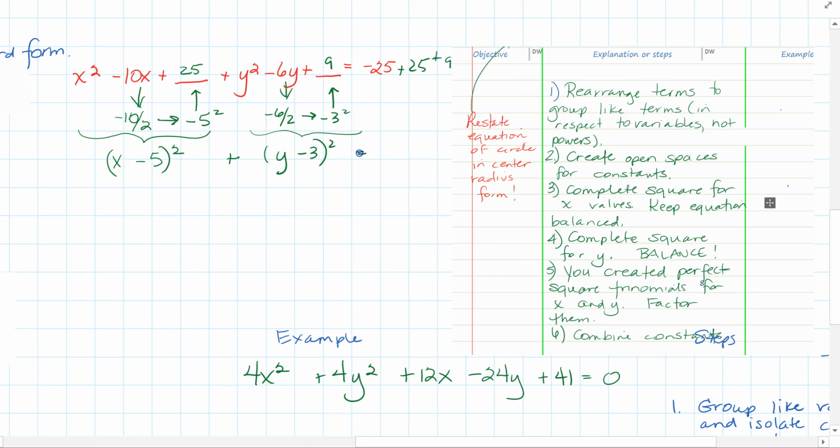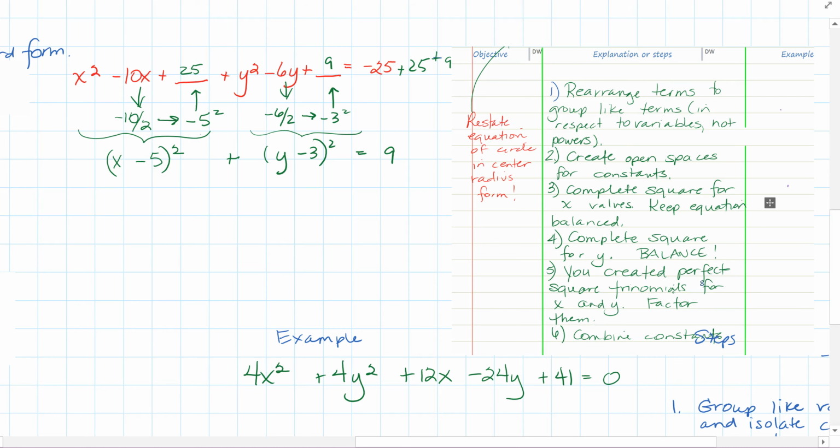I'm seeing my value right there. Negative 25 plus 25 is nothing, plus 9 is 9. So here's my equation. X minus 5 quantity squared plus y minus 3 quantity squared is 9. So the center is 5, 3. The radius is 3, not 9, it's 3. Okay, so here's the directions out for that if you need it.